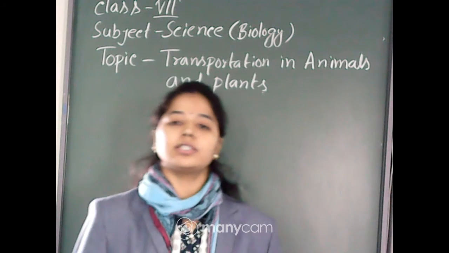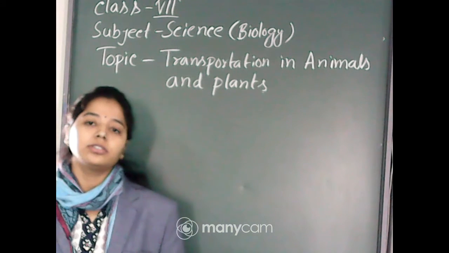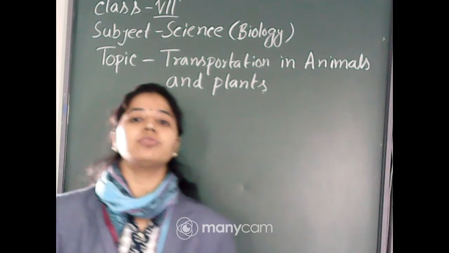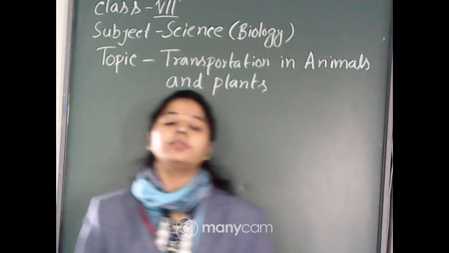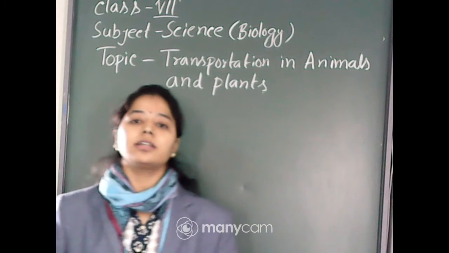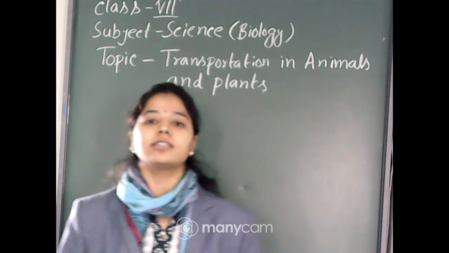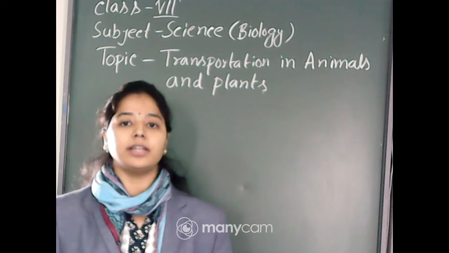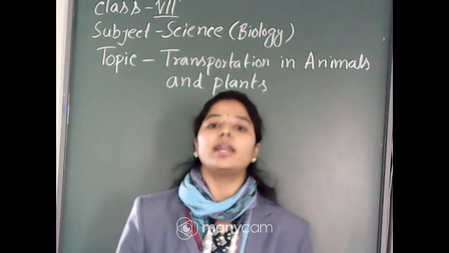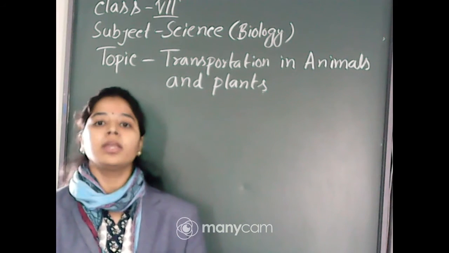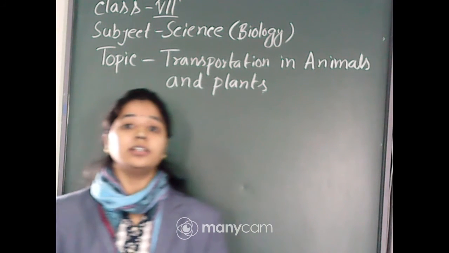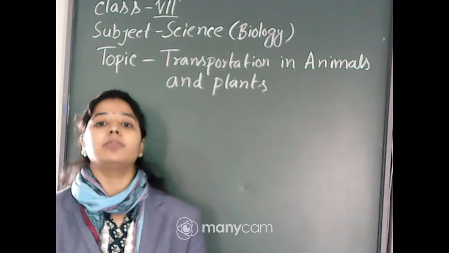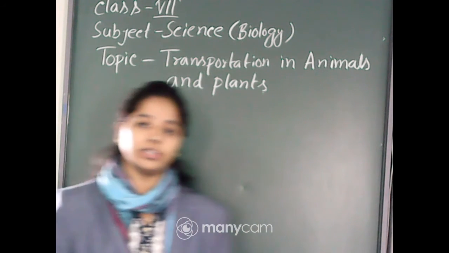Today I am going to discuss the main part of the circulatory system, that is the heart. In the previous class we saw the different types of blood vessels, including arteries, veins and capillaries, and we also saw their functions. The main function of arteries is to carry oxygenated blood, and the exception is one artery named the pulmonary artery, which carries deoxygenated blood.